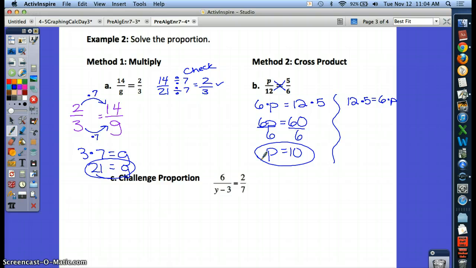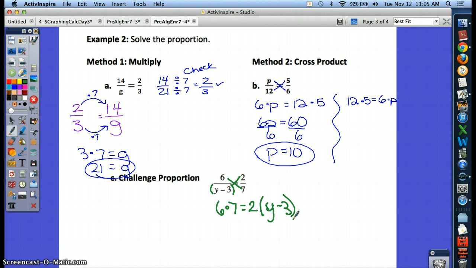I put a challenge proportion in here. If you take a look at this one, the denominator doesn't just have a variable, it has a variable with a number. So let's try this one together. This is a little beyond pre-algebra, but you will definitely see this in algebra next year. So when doing the cross product here, we would still multiply 6 times 7 is equal to, but now you have 2 times this whole thing. When you have more than one term, you need to use parentheses. So this is tricky. We would actually do 2 times, put in parentheses, y minus 3.